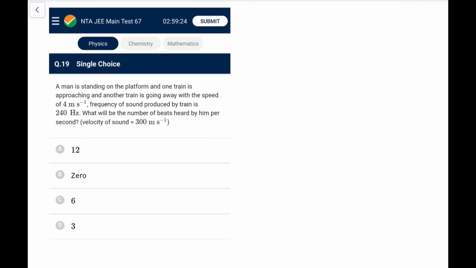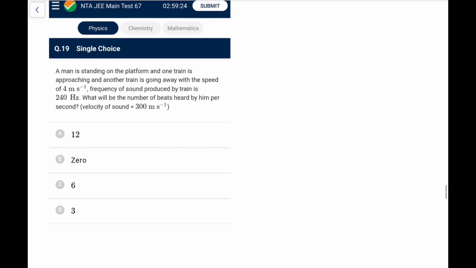Next. A person stands on the platform and one train is approaching, another one is going away with the same speed. The frequency of the sound produced by the train is this. What would be the number of beats?